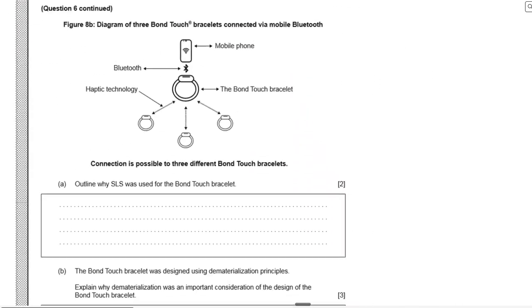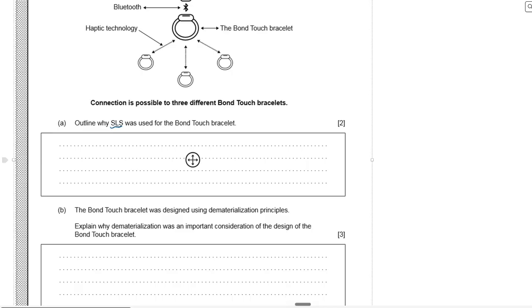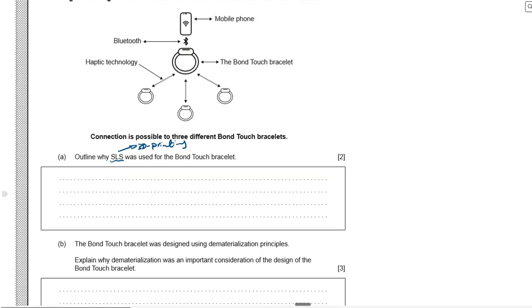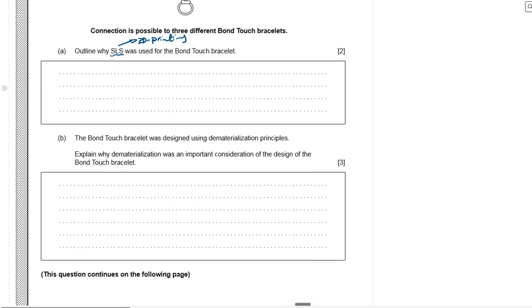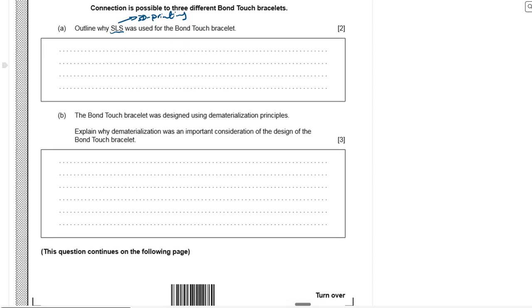So let's first look at the questions. SLS, so that is selective laser sintering, which is a 3D printing method, right? 3D printing. So they're saying, why was it used for this bracelet that we see here? Next one was designed using dematerialization principles. Explain why dematerialization was an important consideration.